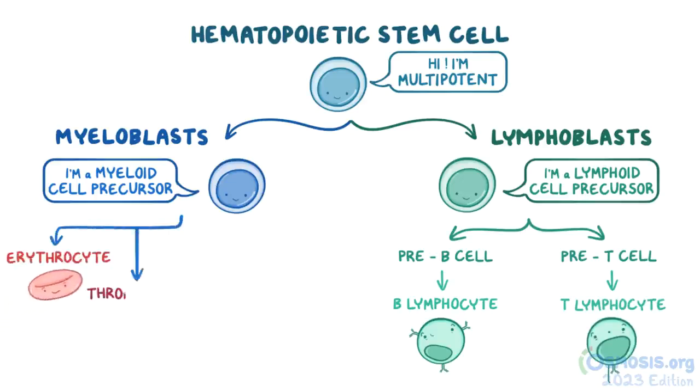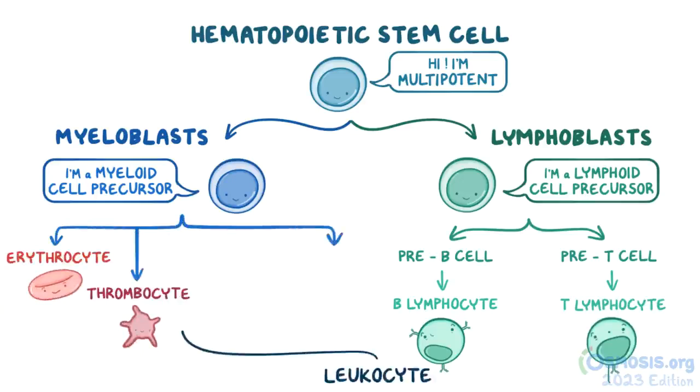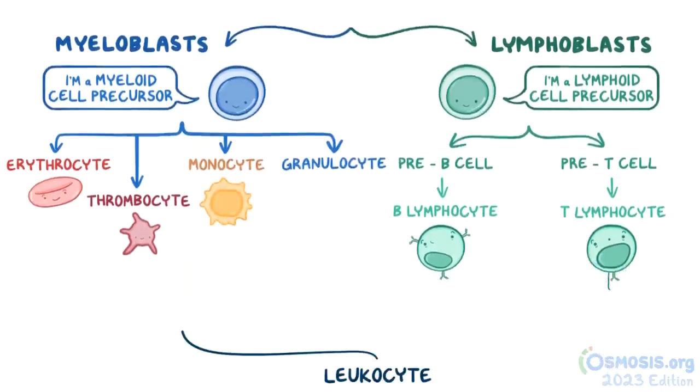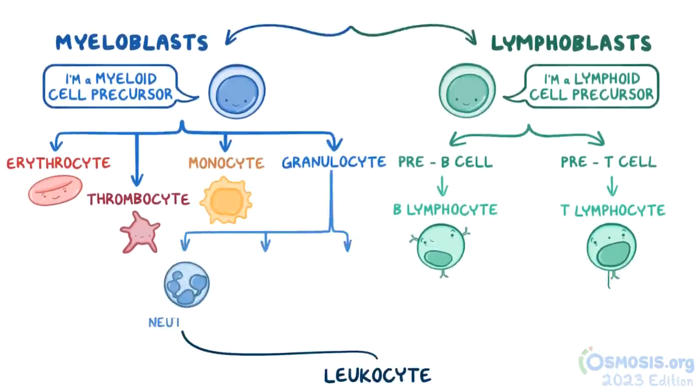If a hematopoietic stem cell develops into a myeloid cell, it'll mature into an erythrocyte, or a red blood cell, a thrombocyte, or a platelet, or a leukocyte, which is a white blood cell, like a monocyte or a granulocyte. Granulocytes are cells with tiny granules inside of them. They could be neutrophils, basophils, or eosinophils.